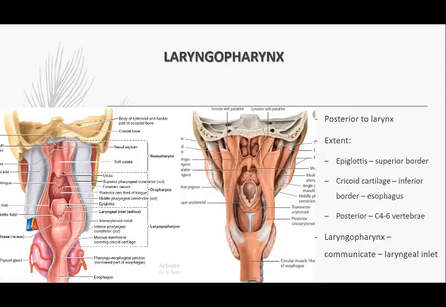So otherwise, when you were simply sitting and breathing like you're supposed to be doing now, this laryngeal opening communicates with the laryngopharynx. Here the laryngopharynx on the outside. ये larynx है. This laryngeal opening communicates with the laryngopharynx.